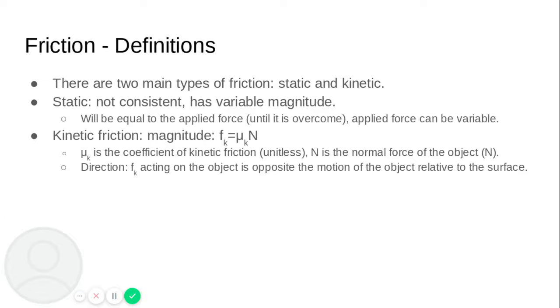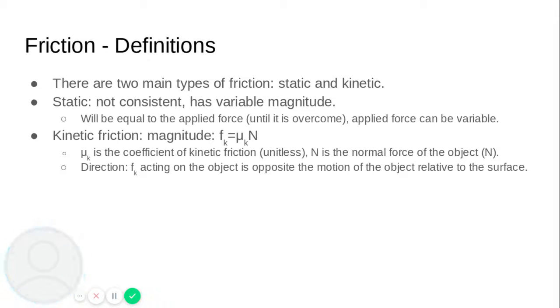And then there's kinetic friction. So this is friction during sliding. So again, with a book example, if you are sliding a book along, there's some friction, there's some drag between the book and the table. And this is given as the force of kinetic friction is equal to mu k n, where mu k is the coefficient of kinetic friction. This is unitless, and n is the normal force of the object, which is measured in newtons.